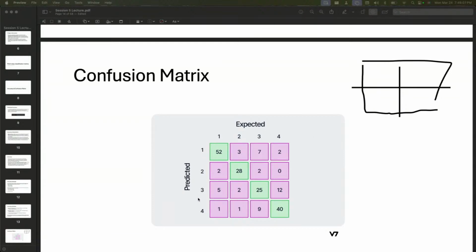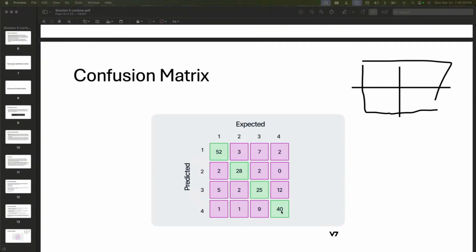So we predicted 1, and it was actually 1 52 times. We predicted 2, and it was actually 2 28 times. We predicted 3, and it was actually 3 25 times. And here's the correct for 4.